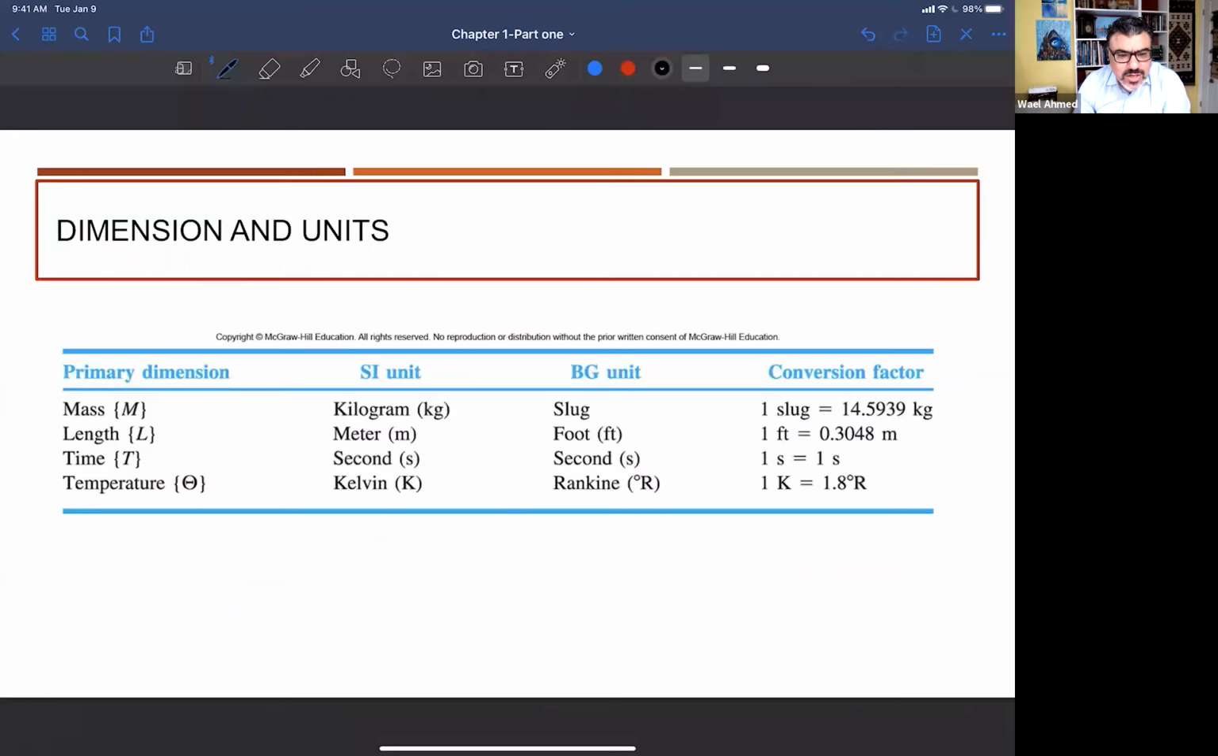Okay. Dimension and unit. This is what we have for this course: mass, length, time, and temperature. And the SI and British units are the units for these different properties.